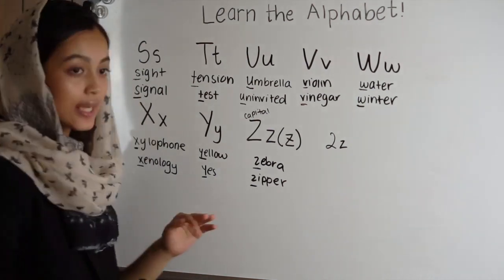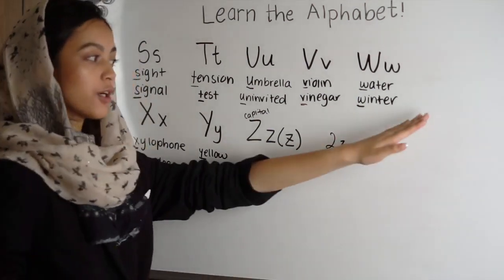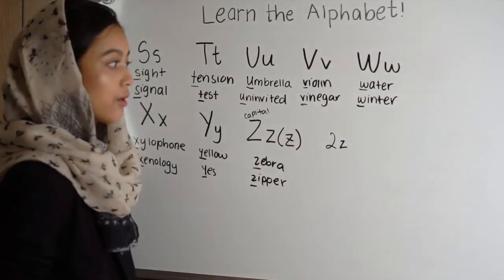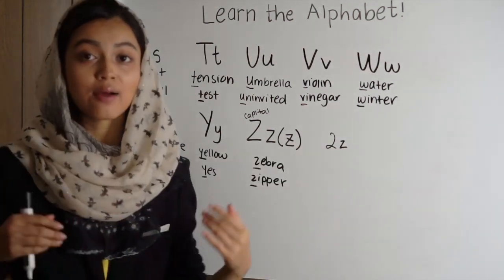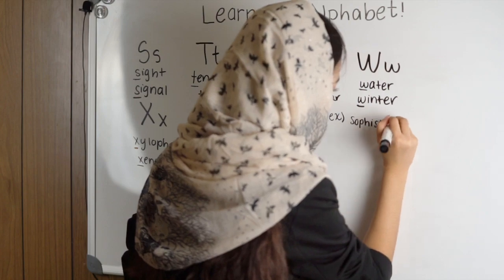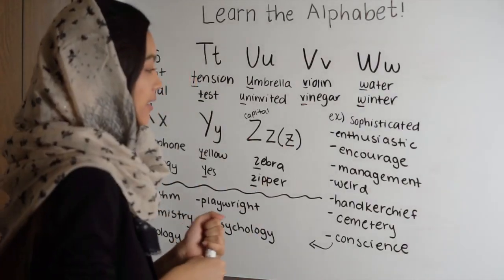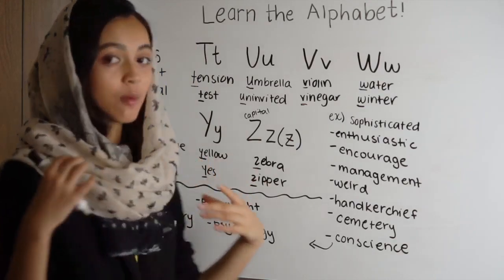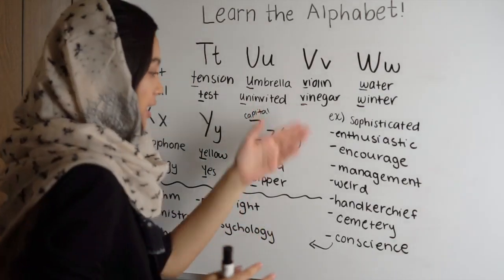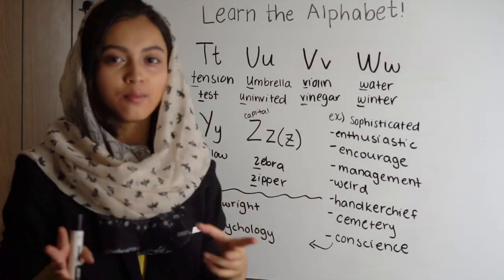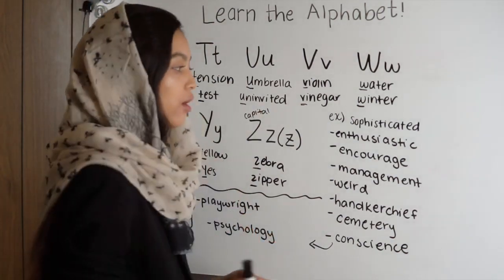Now we will look at a few examples. I will write a few words on this side and we will sound out together how to say these words. Okay, so now we have a couple of examples. If you don't know how to say or spell these words, here are a couple of words that new English speakers might pronounce wrong.